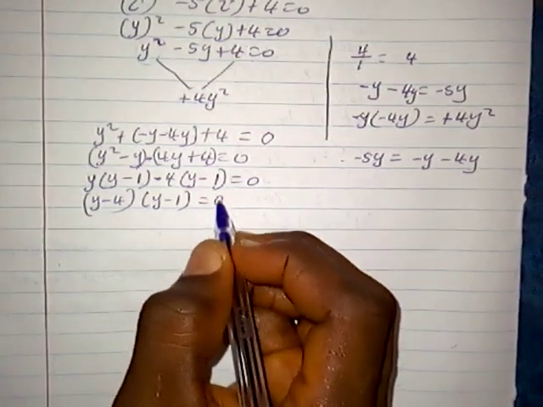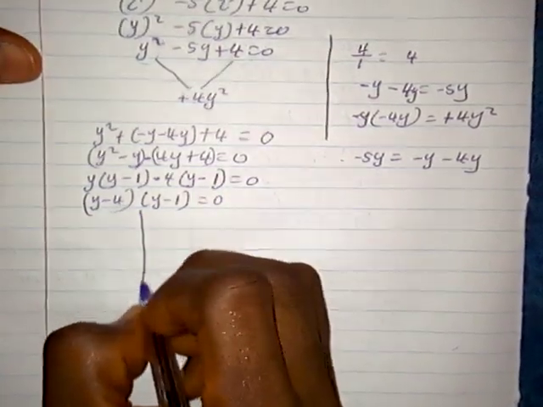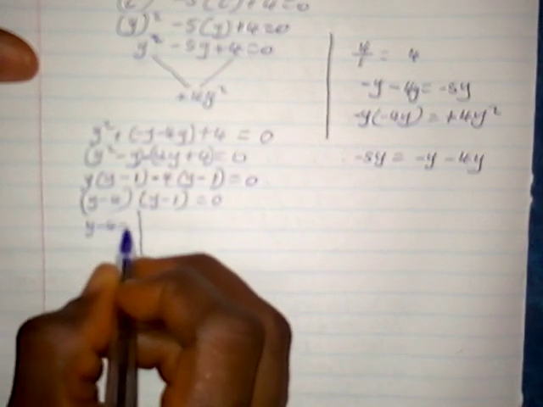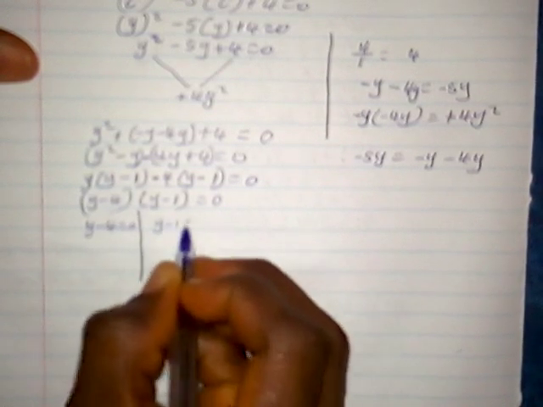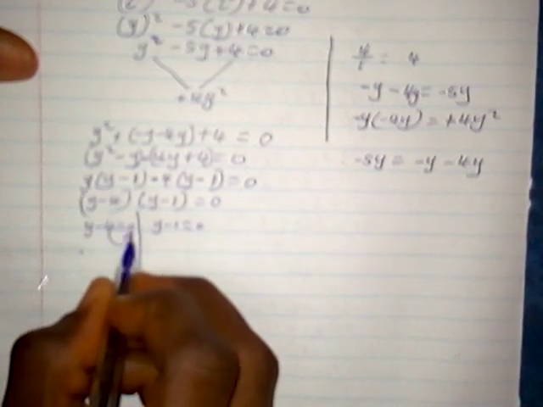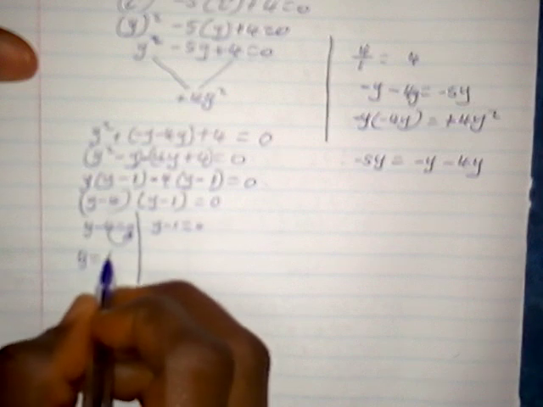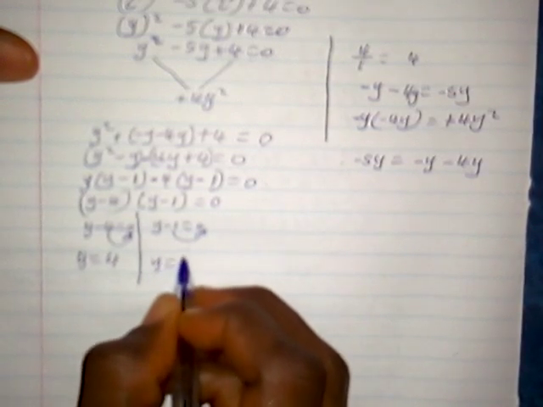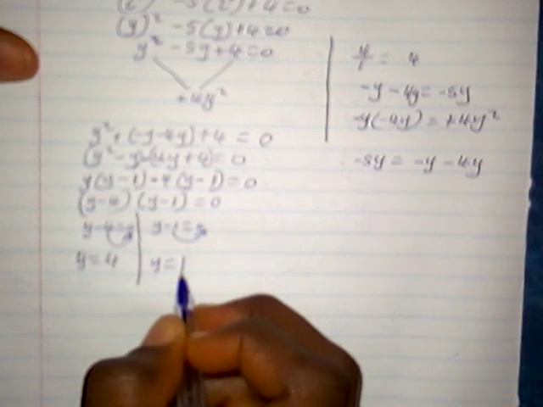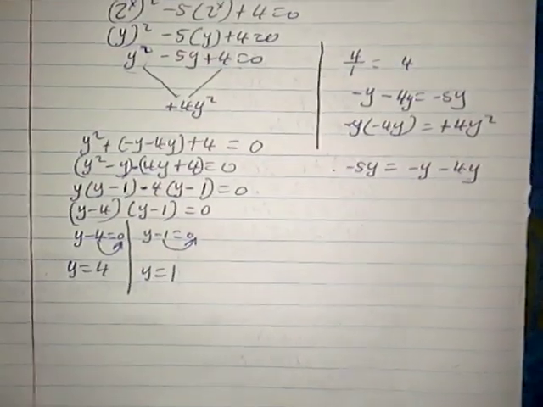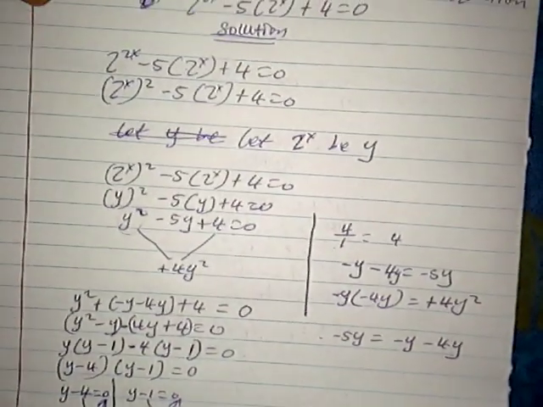Equals to what? 0. What are we going to do? We equate them. Y minus 4 equals to 0, so y minus 1 equals to 0. So we say what? We transpose this to the other part of the equation. So it's y is equals to 4. We transpose this. So it's going to give you y is equals to 1. You see? Good. What is the next step? We go again.